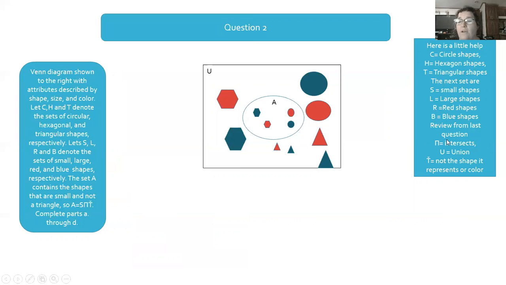Review from the last question. Remember our little sign, ∩, it means intersects. And then we have U means union. Okay, when it has a bar over the T in that line, it means not the shape represented or the color.